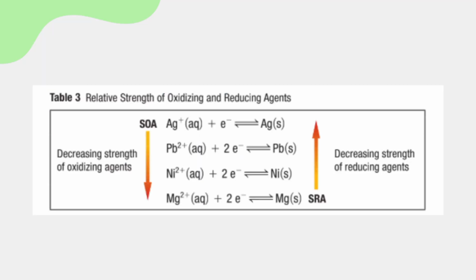Hello, my name is Cindy, and now I'll be describing how this table can help us identify whether a reaction will occur spontaneously. So, based on this table, we can interpret it by reading it from left to right, meaning we'll be seeing the reduction reactions, or we can read it from right to left, meaning we'll be seeing the oxidizing reactions. So the strongest oxidizing agent, labeled as SOA, is at the top left of the table, and the strongest reducing agent, labeled as SRA, is at the bottom right of the table.